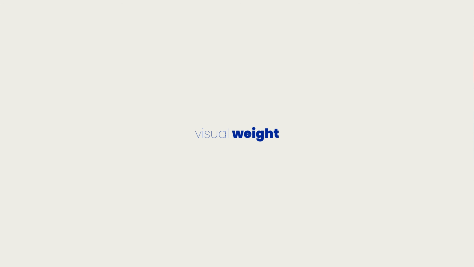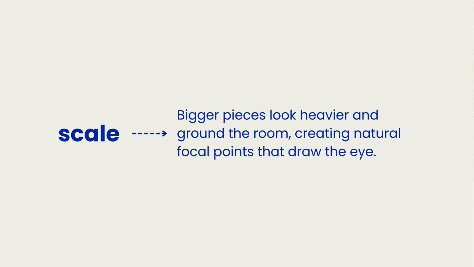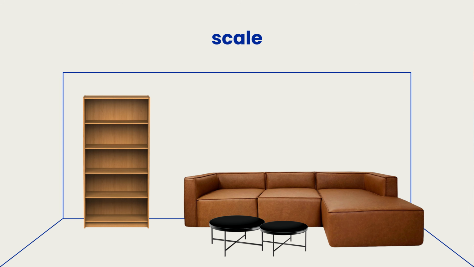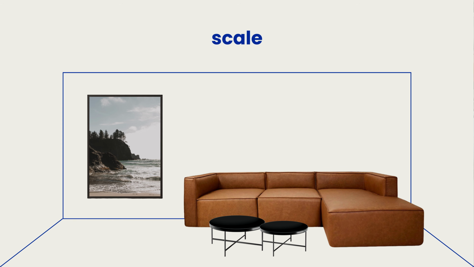On this channel, we like to keep it easy peasy, so let's break it down and go through a few different ways you can use visual weight. The first one is scale. So bigger pieces will look heavier and they will ground the room, creating natural focal points that draw the eye. Here's an example. If you have a large sectional sofa on one side of your living room, you can balance that visual weight by adding a tall bookshelf, a standing lamp, or even a large piece of vertical art on the opposite side. That gives the eye somewhere else to rest.